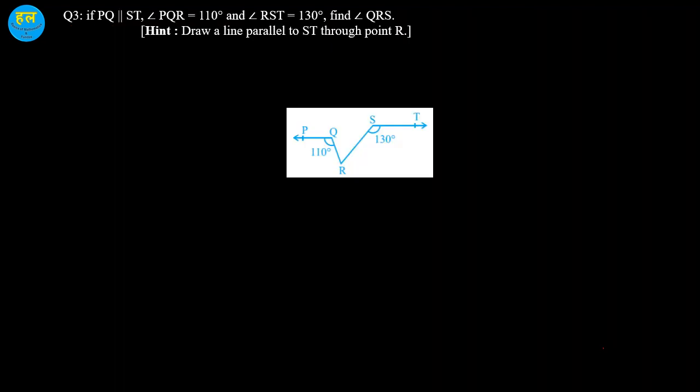Question number 3. In the figure given below, if PQ is parallel to ST, PQR, this angle is 110 degree and RST is 130 degree. Find QRS. What we have to find? We have to find this angle.